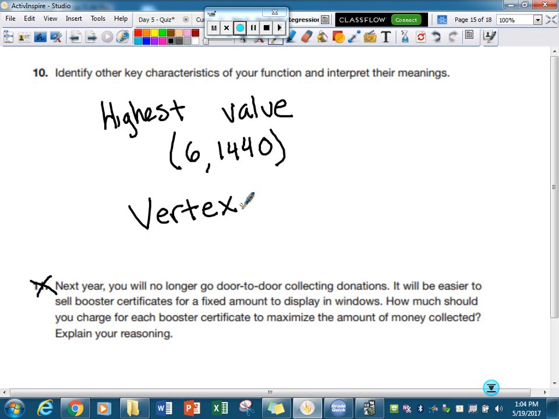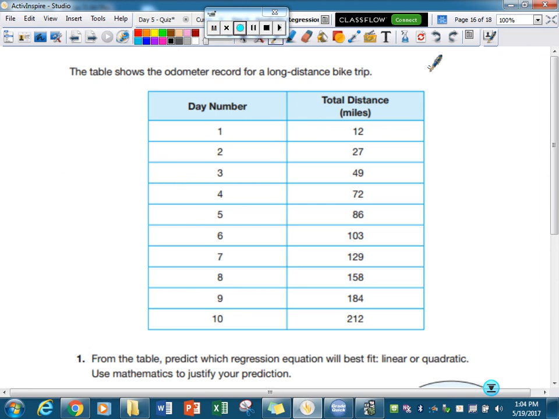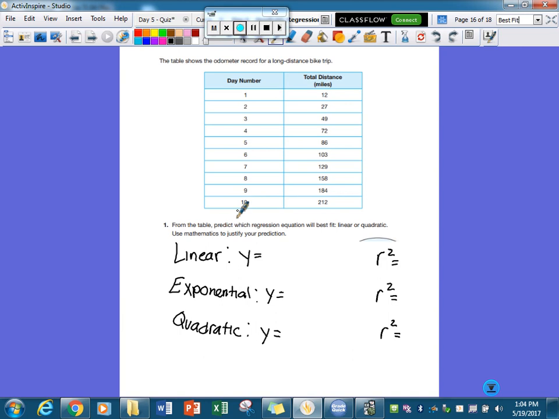You're going to skip number 11. And then you're going to come to this one. And here's how you won't need to set it up. This is your X, your day number, and this is your total distance on your bike trip. What you need to do is what we've been practicing a bunch. You need to find your linear equation, your exponential, your quadratic, and your r squared. And then you need to decide which one's best.